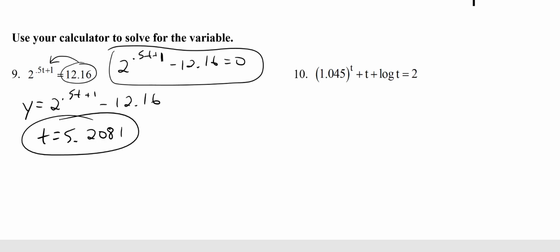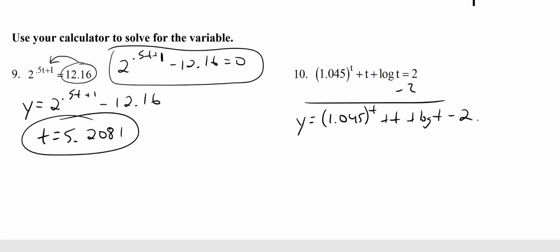So let's move on to number 10, because you can't actually solve that one easily. Look at it. It's an exponential function, a linear function, and a log function all in one. There's no way to solve for t. You can't take the log of both sides. It just doesn't work. So what I'm going to do, very simple, is subtract 2 so I have that equal to 0. So y is equal to 1.045 to the t power plus t plus log of t minus 2. Oh man, that's actually pretty sweet.